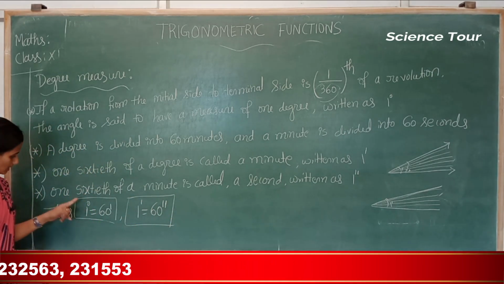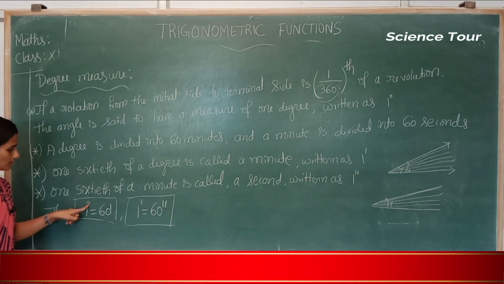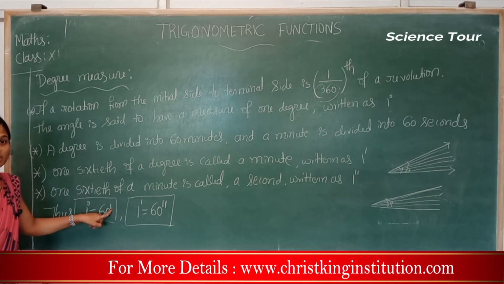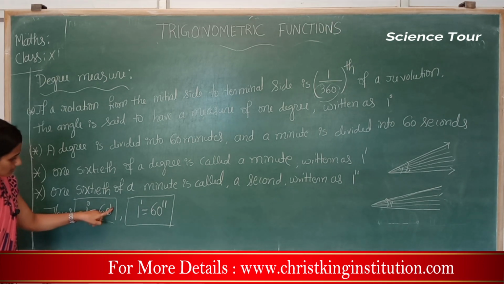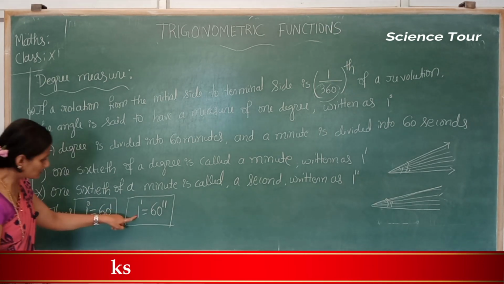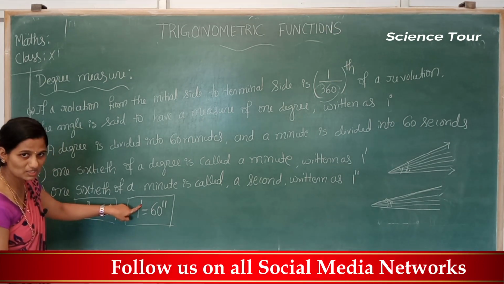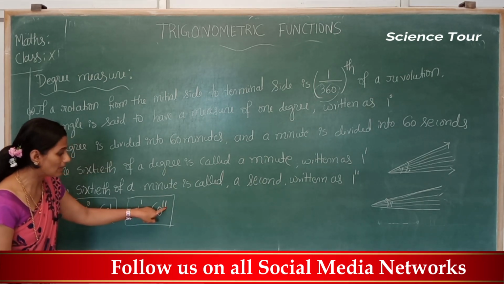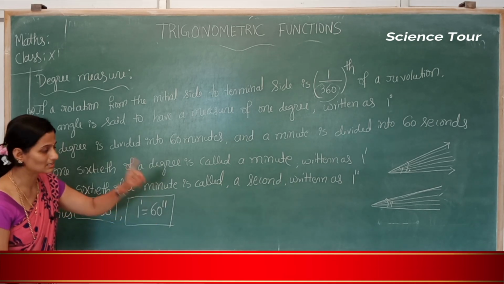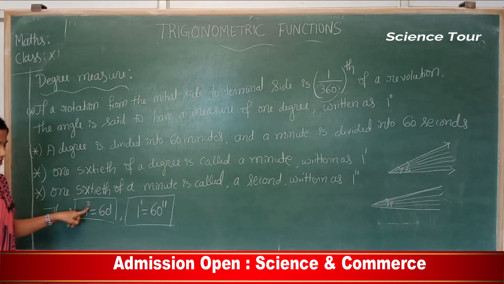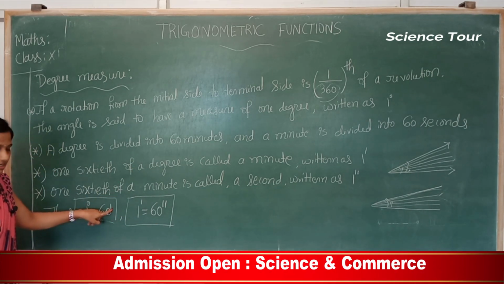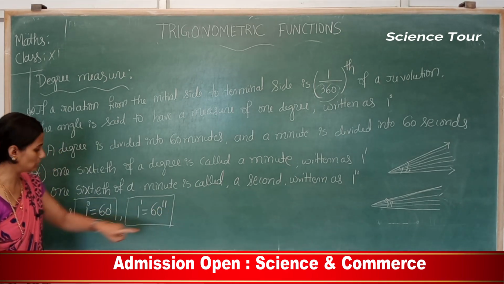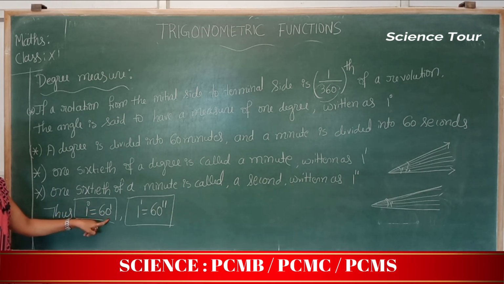See the notation. This is 0. 1 power 0 means it is degree. So 60 power 1 means minute. 1 dash means it is minute. 60 double dash means it is second. See the units. So 0 it is degree. 1 dash means it is minute. Double dash means it is second. So 1 degree is equal to 60 minutes.